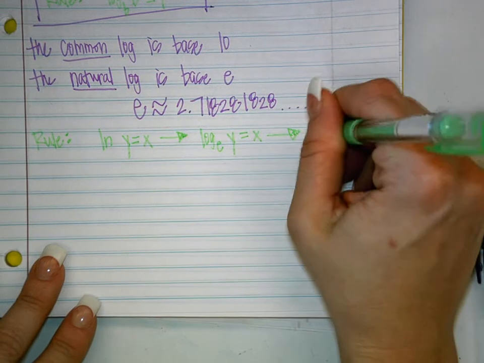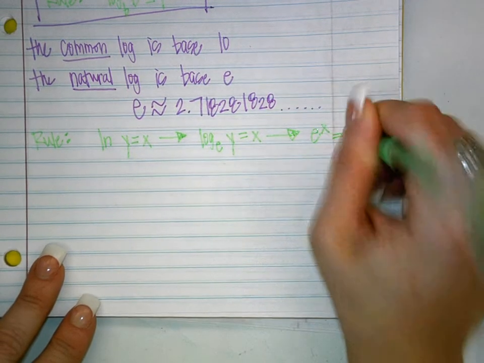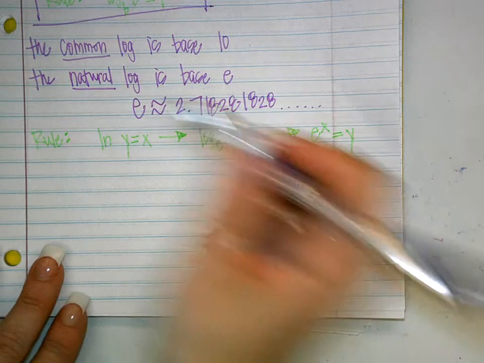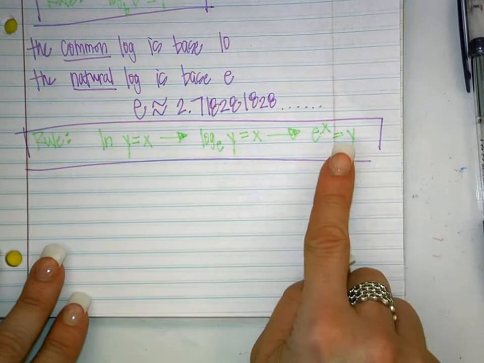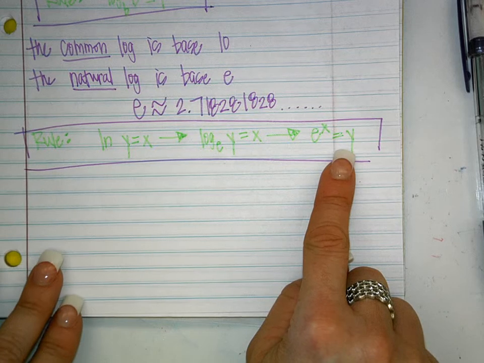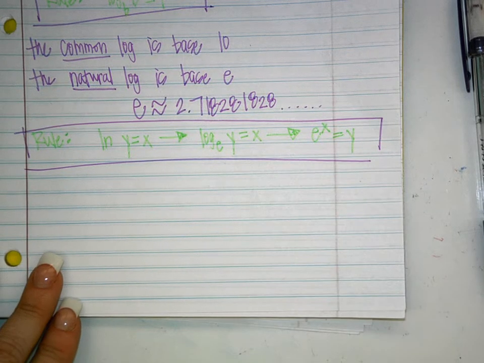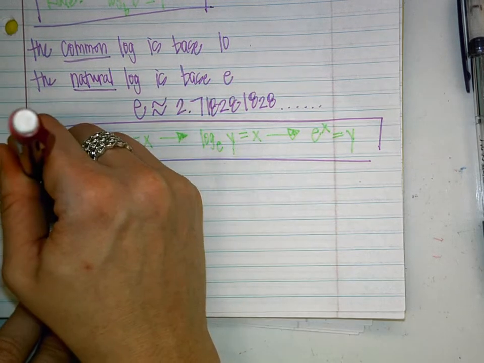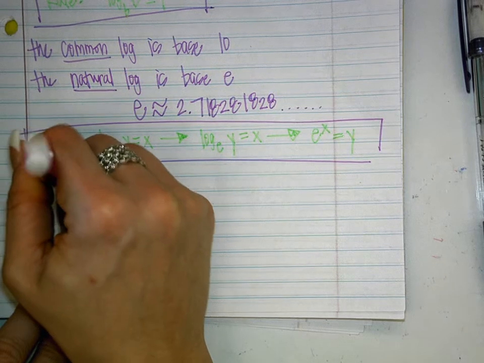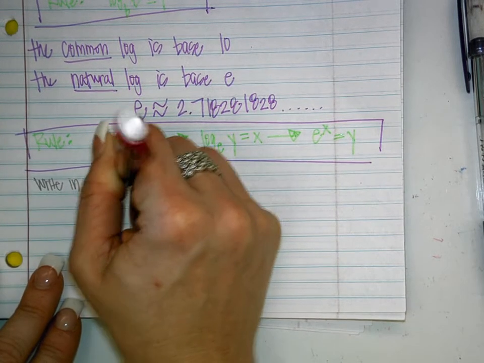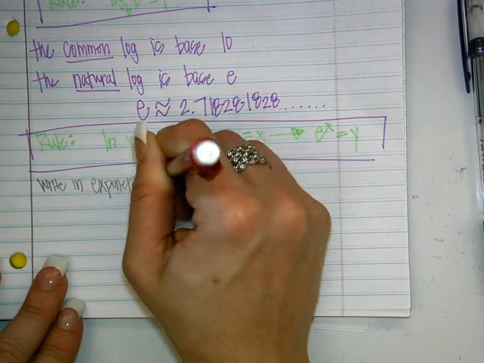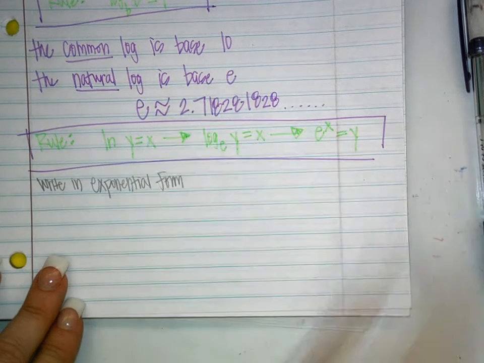E to the x equals y. So the rule there is that you need to know how to change these from natural log form to exponent form. Okay, and the reason you have to know how to do that is you're going to have questions that ask you to simply write in exponential form. So this is going back to what we did in the first set of notes. Okay, so write in exponential form.